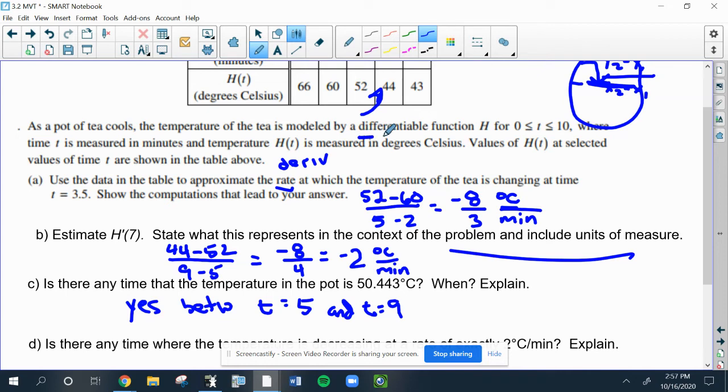This function is differentiable, and differentiability implies continuity. So we know this function is continuous. For any continuous function, the intermediate value theorem applies, which means every value between value A and value B must be reached as long as your function's continuous. That's so important. It has to be continuous. So our explanation is a valid one. It's the IVT.